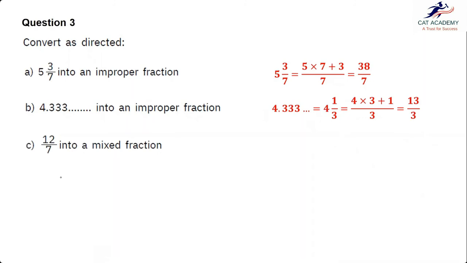Twelve by 7 into a mixed fraction. So how do I convert it? I divide 12 by 7, write down the quotient over here and the remainder over here, and the denominator as it is. One integer 5 by 7. That's how I write a mixed fraction. Correct?